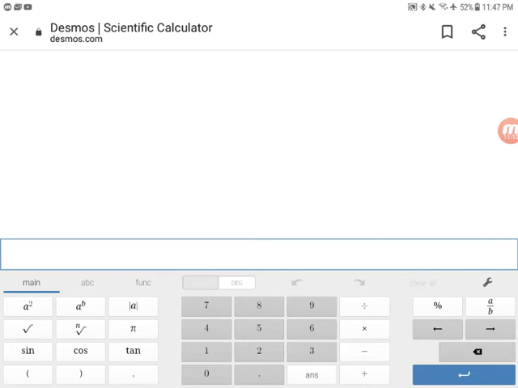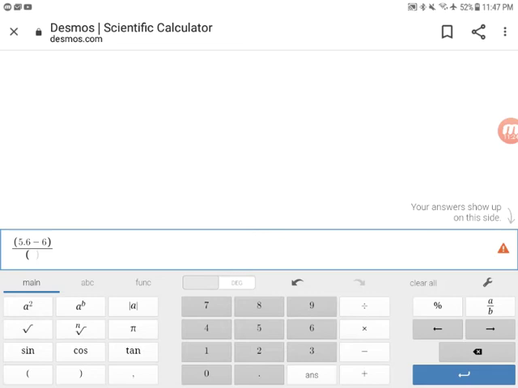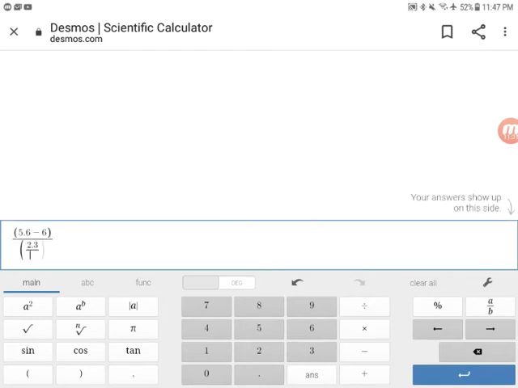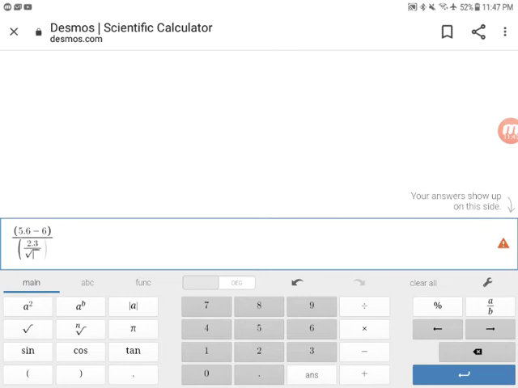You need to use parentheses to separate the numerator from that denominator. I'm going to say parentheses 5.6 minus 6. Close that parentheses, divide. I need to add a second set of parentheses, because if I do not do that, it's not going to give me the answer I need. The answer is going to be off. So parentheses, we're going to say 2.3, and then definitely test it on your own so you can see how the answers change when you don't use parentheses. Divided by 10.